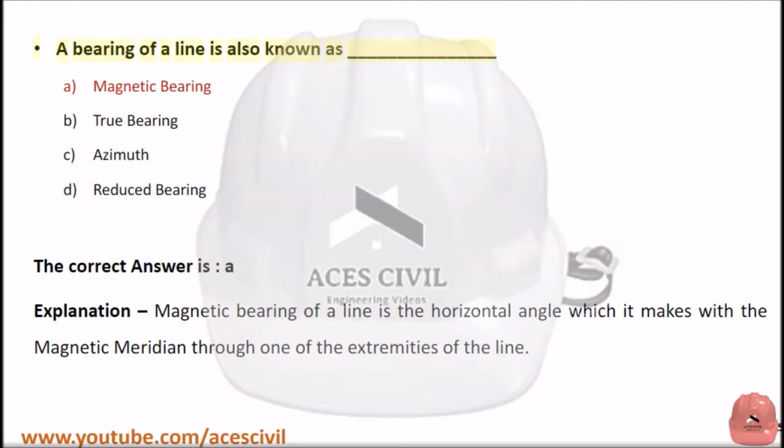A bearing of a line is also known as A. Magnetic bearing. B. True bearing. C. Azimuth. D. Reduced bearing. The correct answer is A. Explanation. Magnetic bearing of a line is the horizontal angle which it makes with the magnetic meridian through one of the extremities of the line.